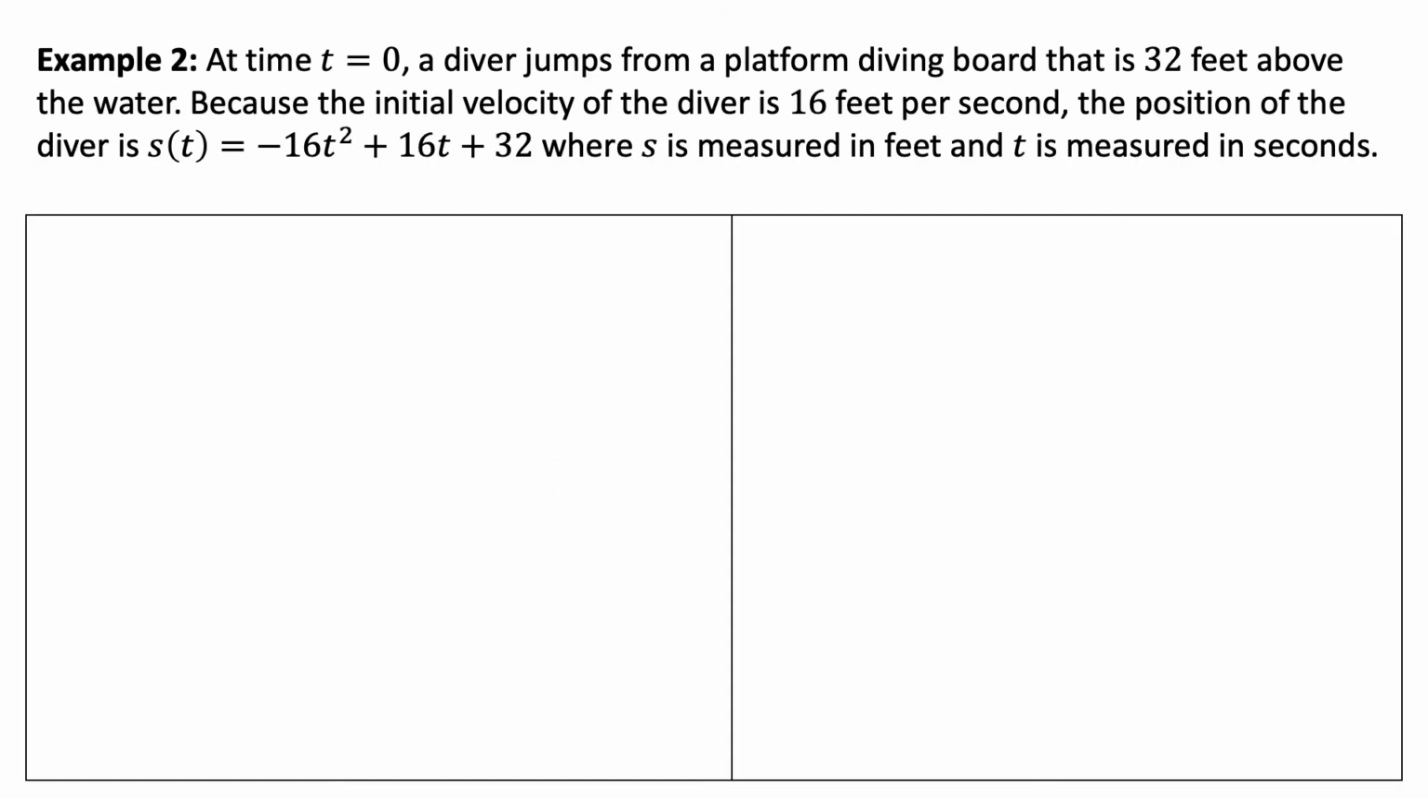So let's take a look at an example. At time t equals 0, a diver jumps from a platform diving board that is 32 feet above the water. Because the initial velocity of the diver is 16 feet per second, the position of the diver is given to us as s of t equals negative 16t squared plus 16t plus 32, where s is measured in feet and t is measured in seconds.